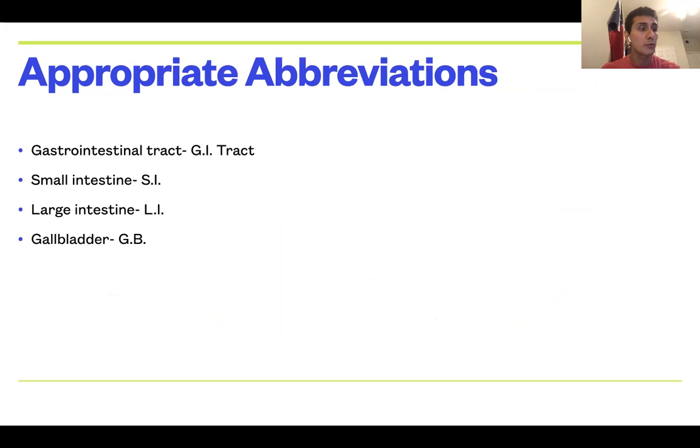So some appropriate abbreviations. These include the GI tract, SI, LI, and GB. GI tract being short for gastrointestinal tract, SI being short for small intestine, LI being short for large intestine, and GB being short for gallbladder. And this is important because there are some pretty long words in the medical field, and using these abbreviations just kind of simplifies everyone's job and just makes everyone's life just a whole lot easier.